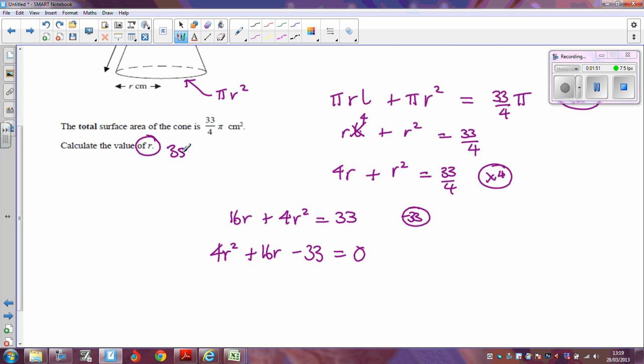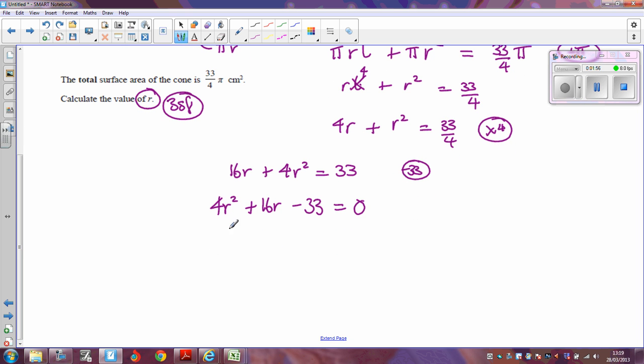Now, I'm asked to calculate the value of r. I'm not told that I have to give it to 3 significant figures or anything. So I could use the quadratic formula, but I know that this is going to factorize. So I'm going to use the crisscross method to try to factorize this. First of all, two numbers that multiply together to make 4. Let's try 2 and 2. Then I want two numbers that multiply together to make minus 33. Well, 33 is 11 times 3, so I'm going to try 11 and minus 3.